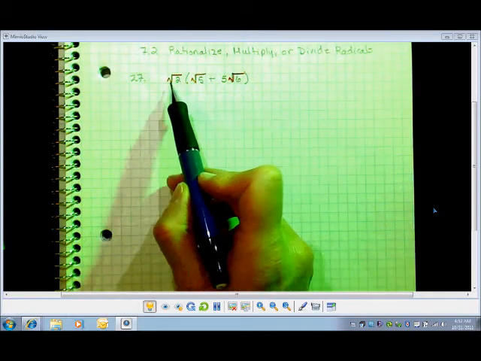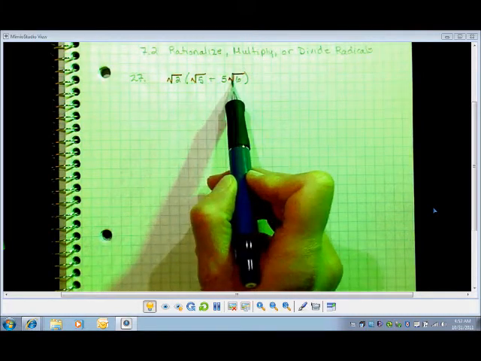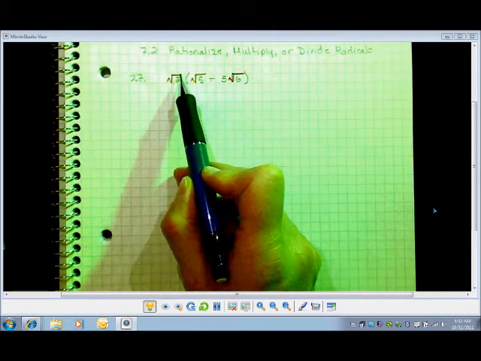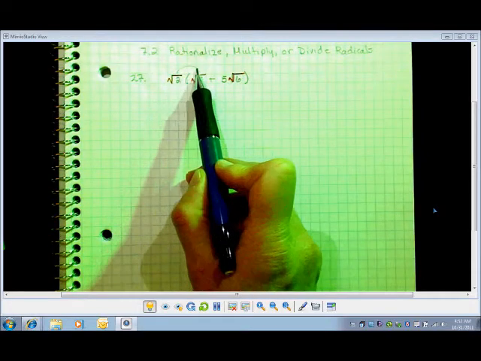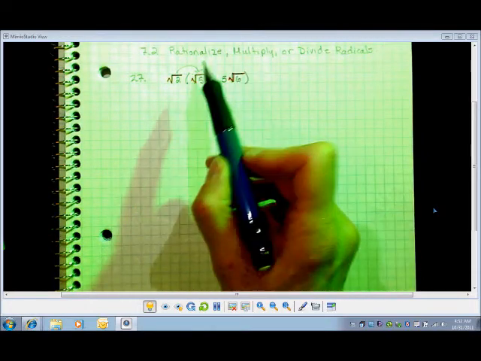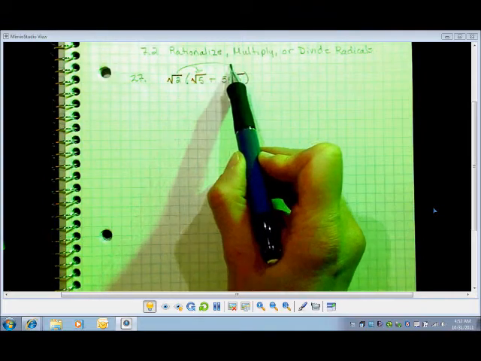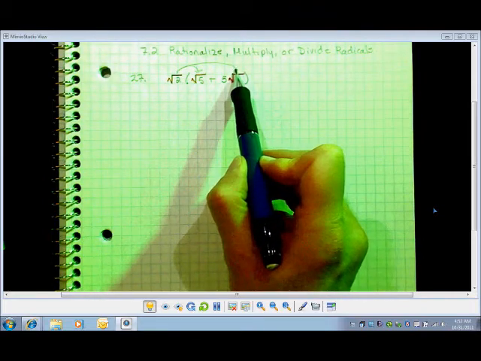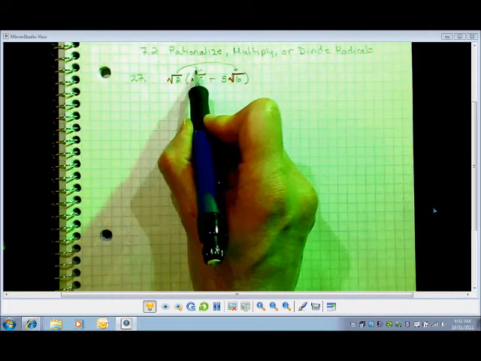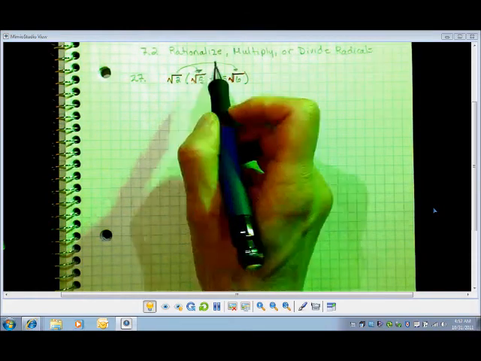Since these are all the same radical, I can distribute my square root of 2 to the square root of 5 and to the square root of 6. If they were not the same, I would have to use a slightly different process.